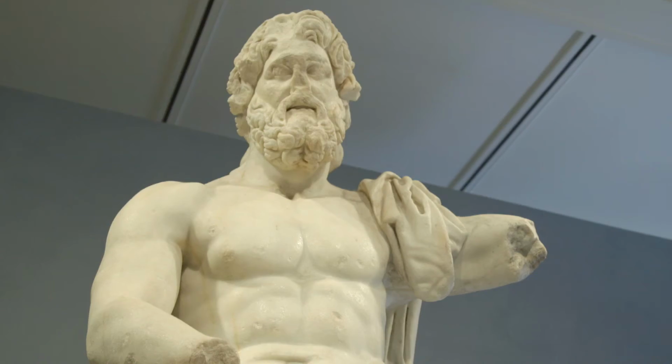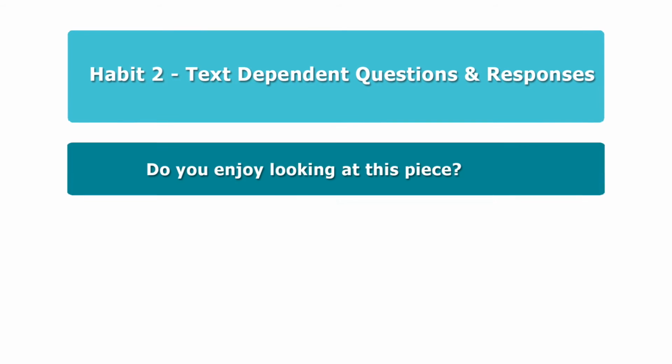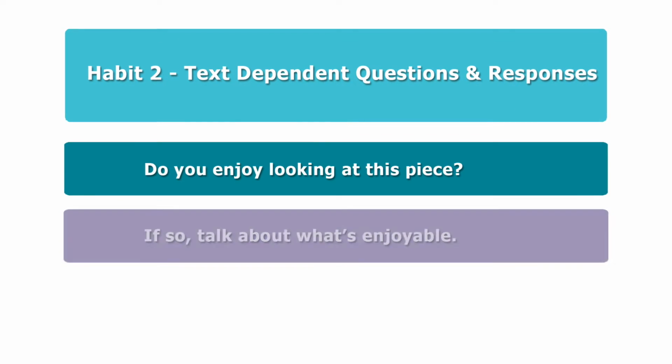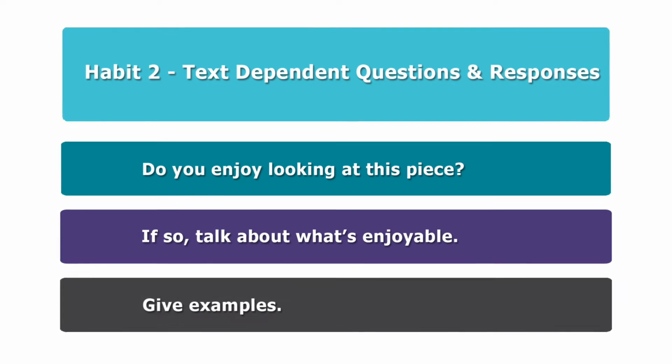For us as teachers, we've got to take our old questions of, what do you think about this? To, what do you think about this and what gave you that feeling? Give specifics and get used to asking those kinds of questions. Old questions might be, do you like this painting? Could you have done no analysis on the painting and still answered the question? Yeah. So the new Common Core aligned questions that we might ask, do you enjoy looking at this piece? If so, talk about what's enjoyable. Give examples. Teaching kids to go deeper into their responses.